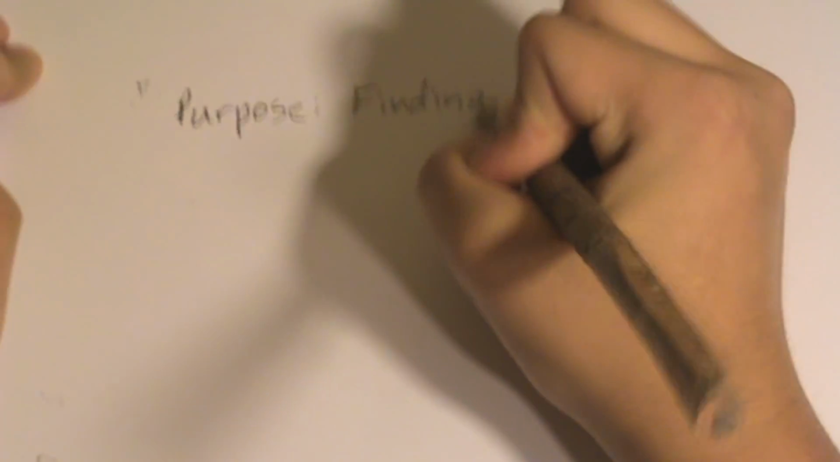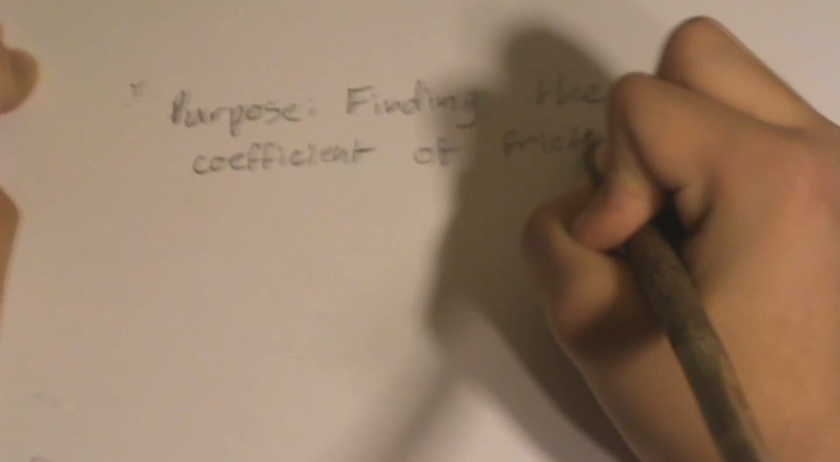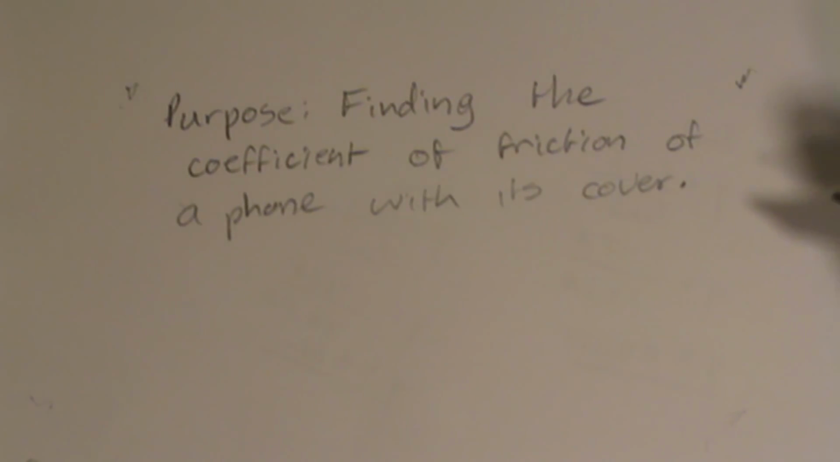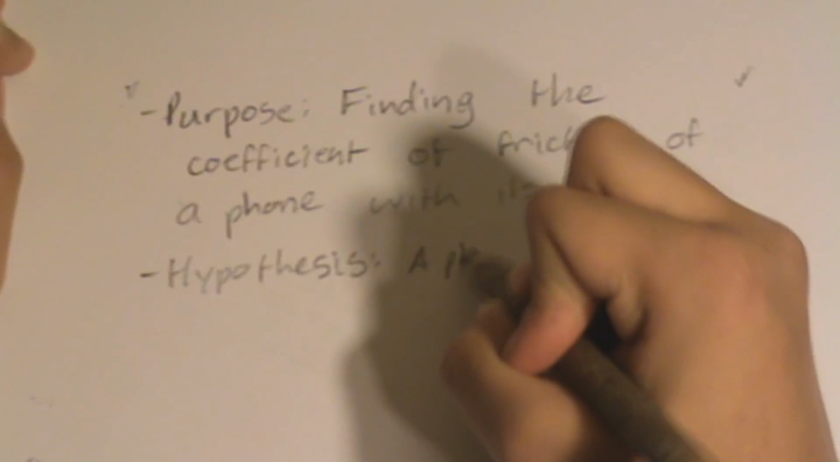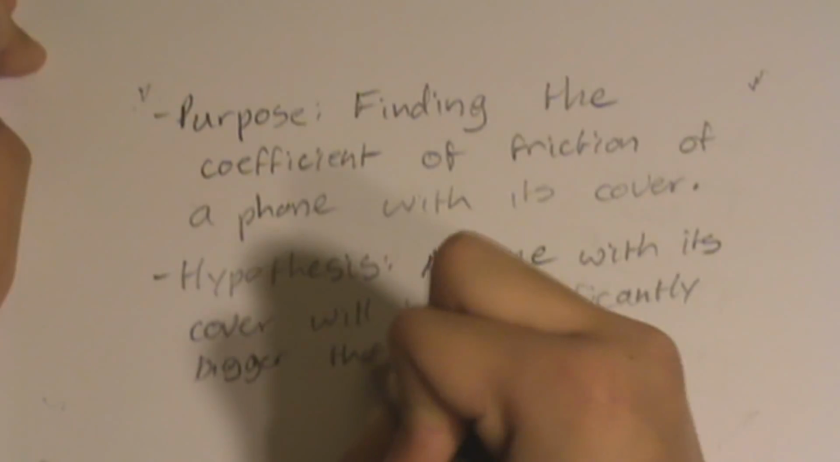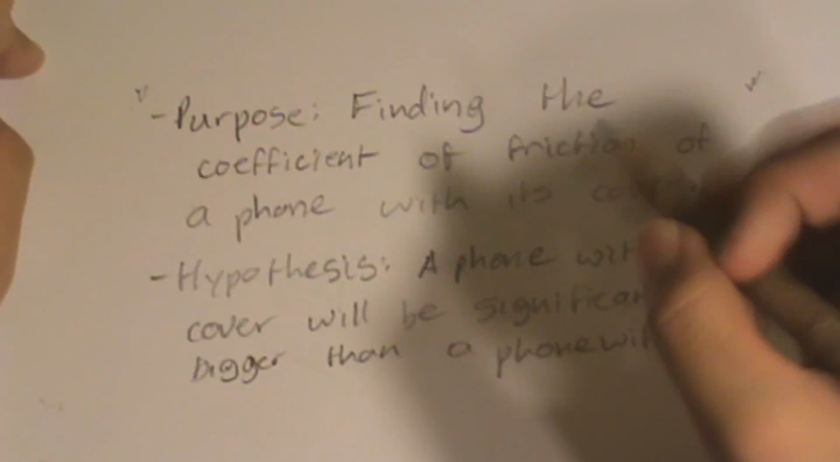The purpose of this experiment is finding the coefficient of friction of a phone with and without its cover. Our hypothesis is a phone with its cover will be significantly bigger than a phone without its cover, and we're talking about its coefficient of friction.